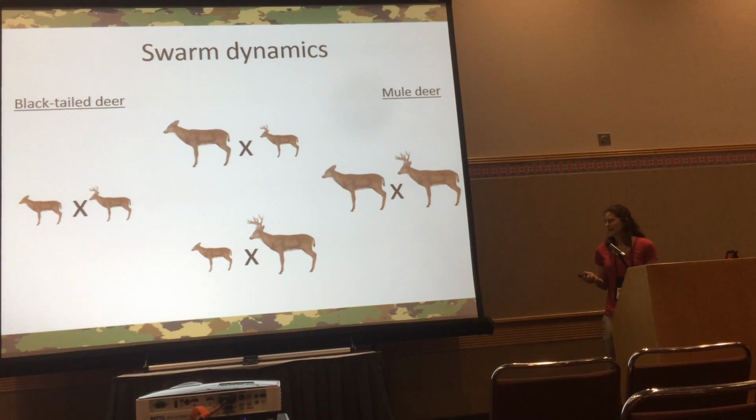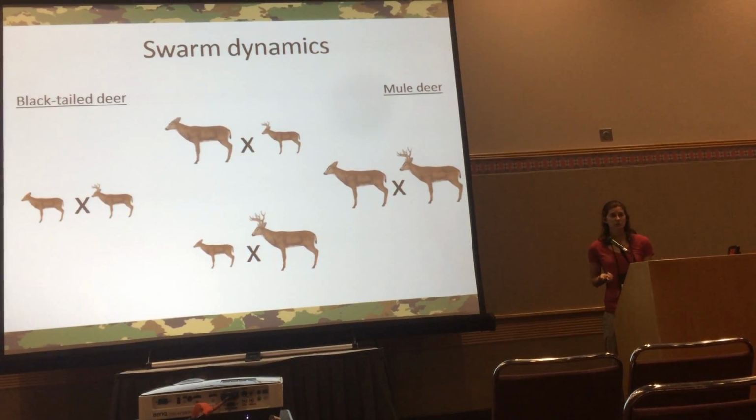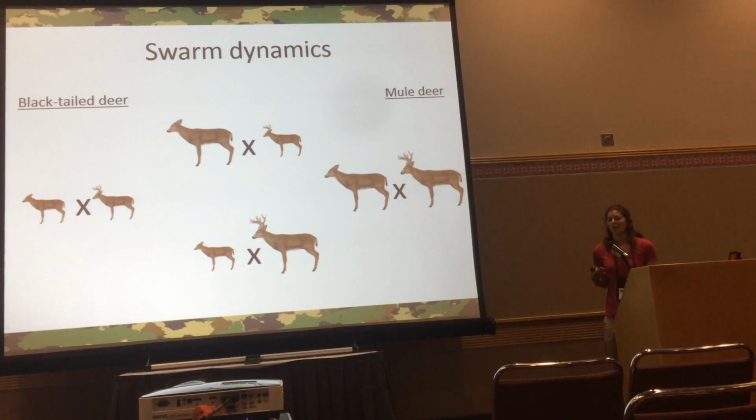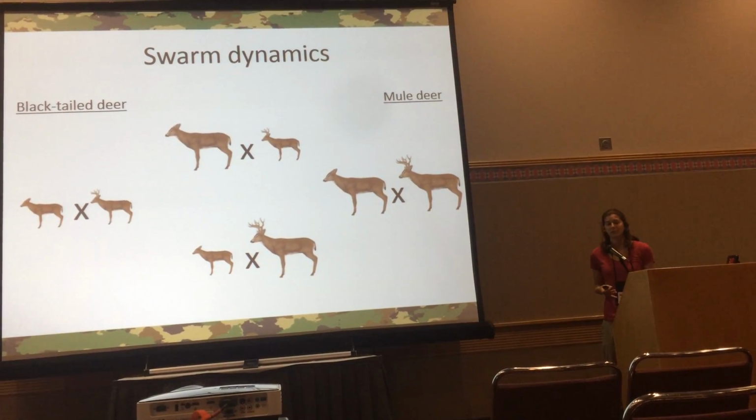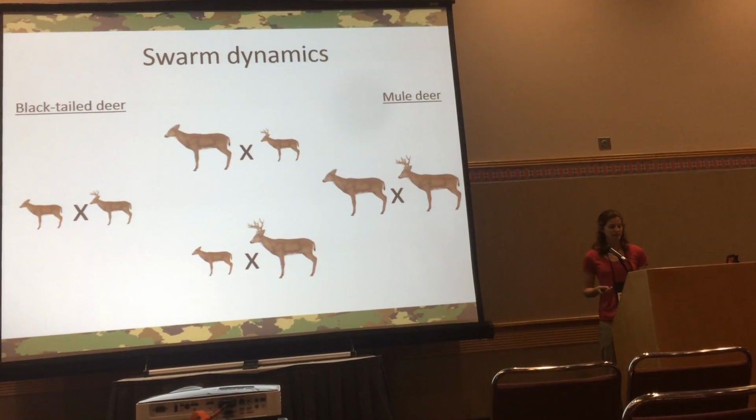So it could be that we get this pairing a lot more in nature, but the offspring just don't survive because perhaps the doe is just not big enough to carry the hybrid offspring, or there may be some genetic incompatibilities.